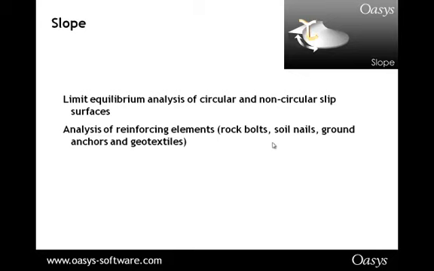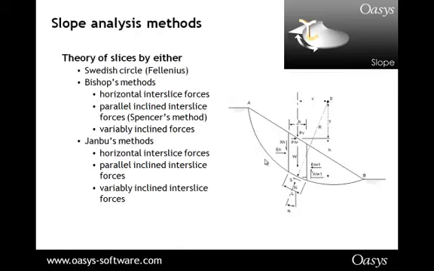It is a limit equilibrium analysis of circular and non-circular slip surfaces, and it can also allow for the analysis of reinforcing elements such as rock bolts, soil nails, ground anchors and geotextiles. And it allows for the analysis of both soil and rock slopes. The analysis methods are basically based on the method of slices: the Swedish, the Bishop's and the Janbu methods, all methods of slices.